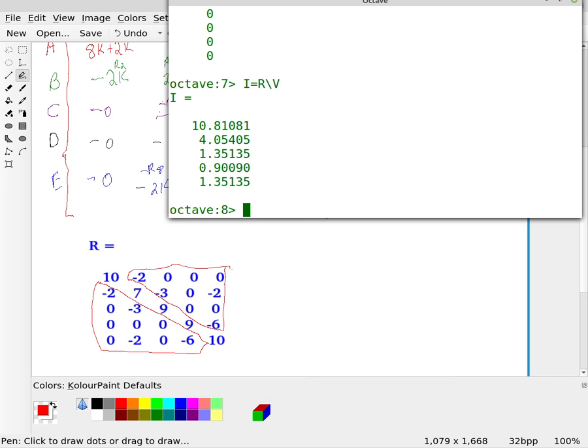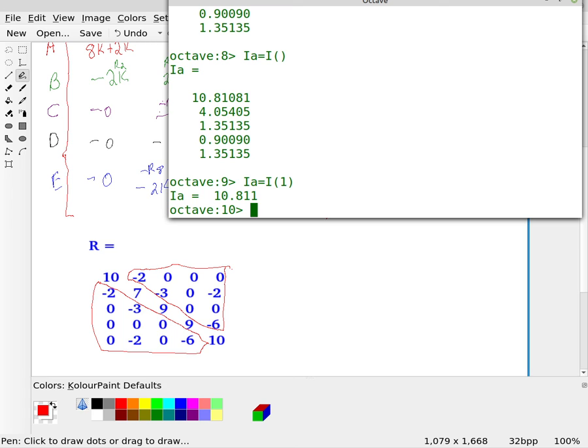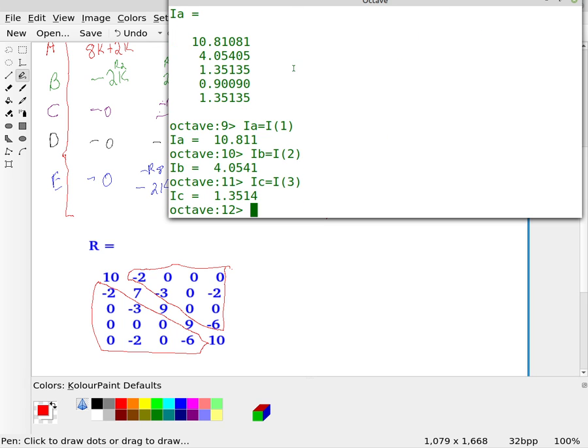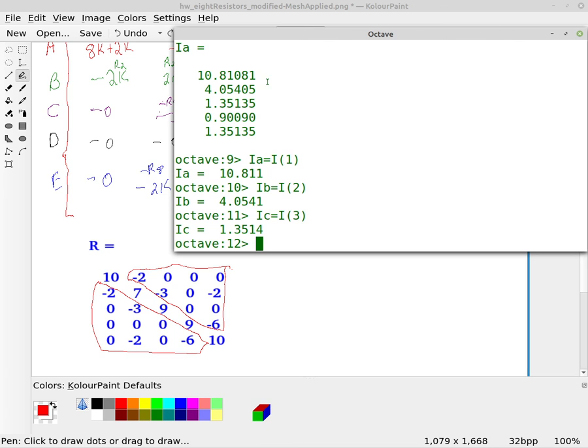Okay, now, so the current IA is the first current. So I can get like IA is equal to I1. Oops, I forgot to put the 1 in there. And then we can get like IB is our B current, which is the second one. So that would be I parentheses 2. And we can get IC, which is equal to I3. And so on. Okay, and we can do that for IA, IB, and IC with this software.